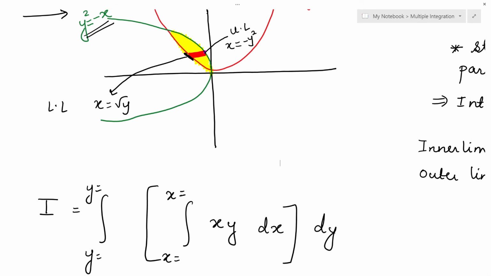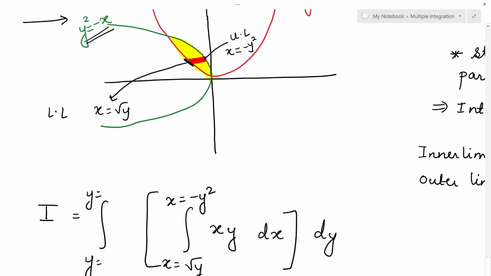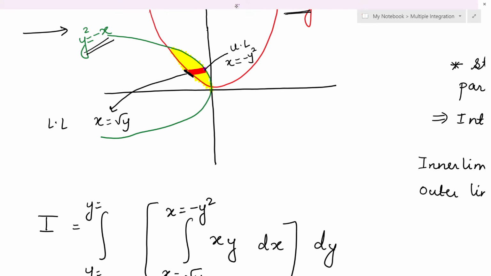Right. So the lower limit is x is equal to root y, which is touching on the left hand side. And the upper limit is x is equal to minus y square, which is touching on the right hand side. I hope it is clear up till here. Now, let me erase this. I am done with it. So this lower and upper limit is done.